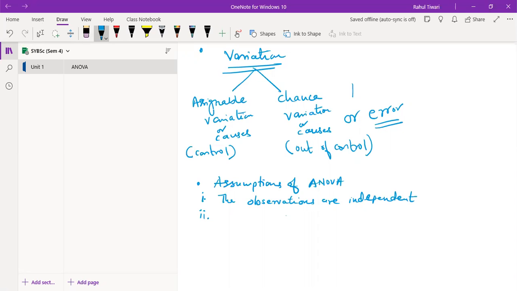What do you understand by these observations are independent? There are several techniques to check whether the observations are independent. We assume, let x1, x2, ..., xn be an independent random sample. You always assume that they are independent.